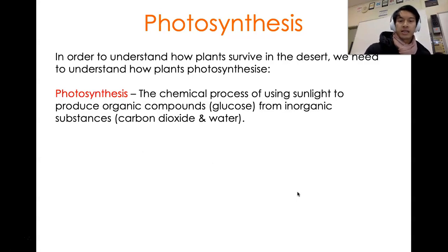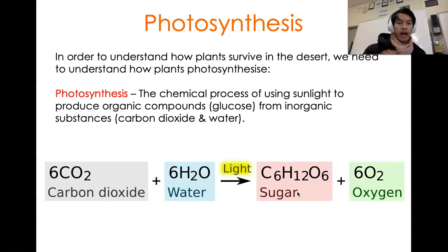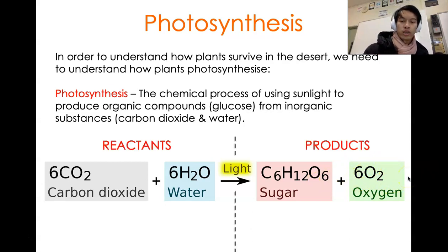So photosynthesis is the chemical process of using sunlight to produce organic compounds, glucose, from inorganic substances such as carbon dioxide and water. Okay, now it has a chemical reaction formula. So this is 6 molecules of carbon dioxide plus 6 molecules of H2O water, with the energy from sunlight, producing 1 molecule of glucose and 6 molecules of oxygen, oxygen being the byproduct and the waste product, right?